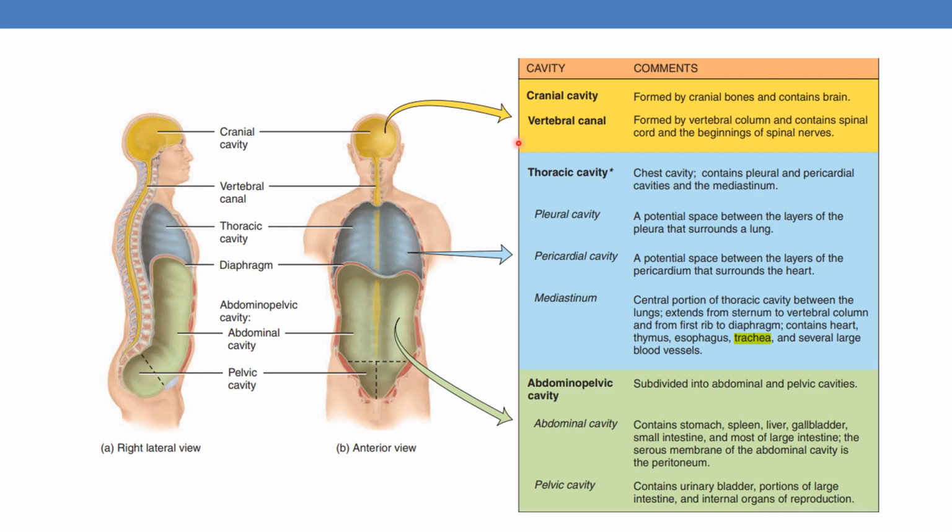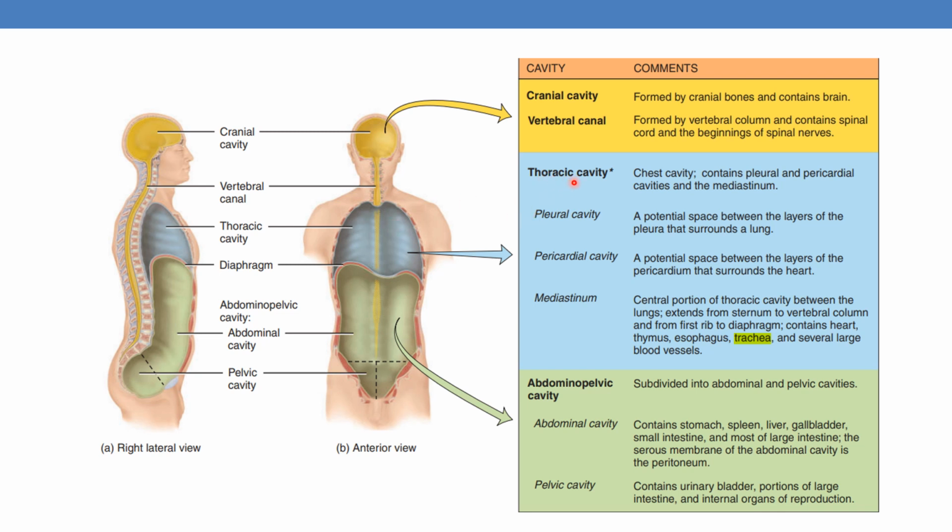The next is the vertebral canal. It is formed by the vertebral column and contains the spinal cord and the beginning of spinal nerves. The next is the thoracic cavity. The thoracic cavity or chest cavity contains pleural and pericardial cavities and the mediastinum.